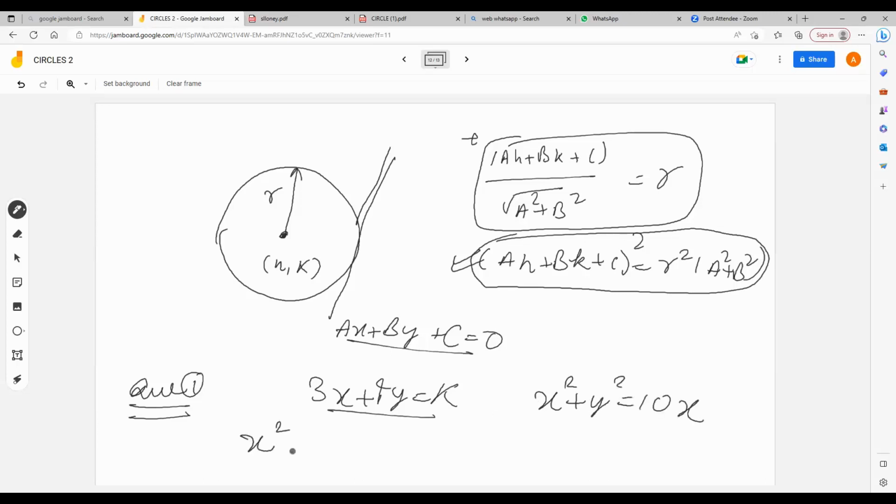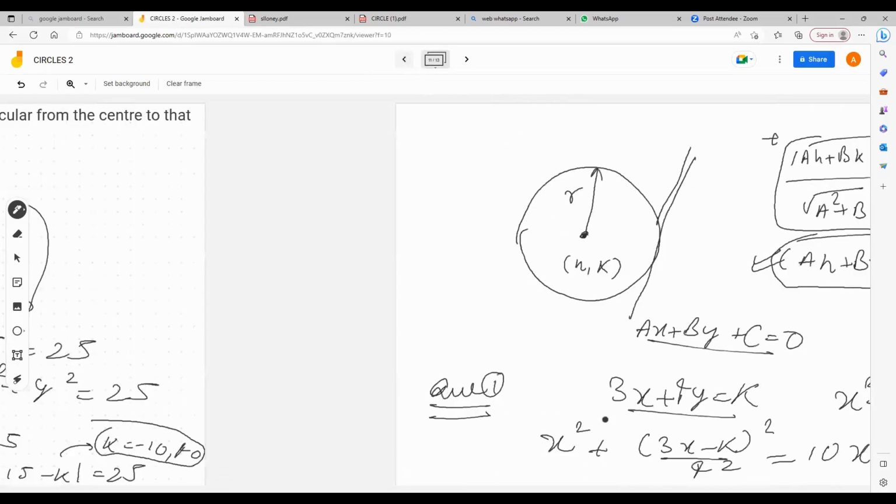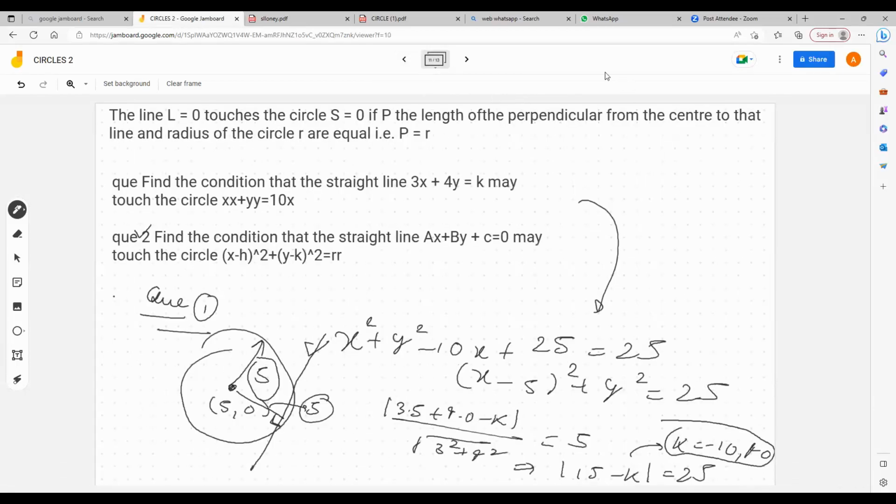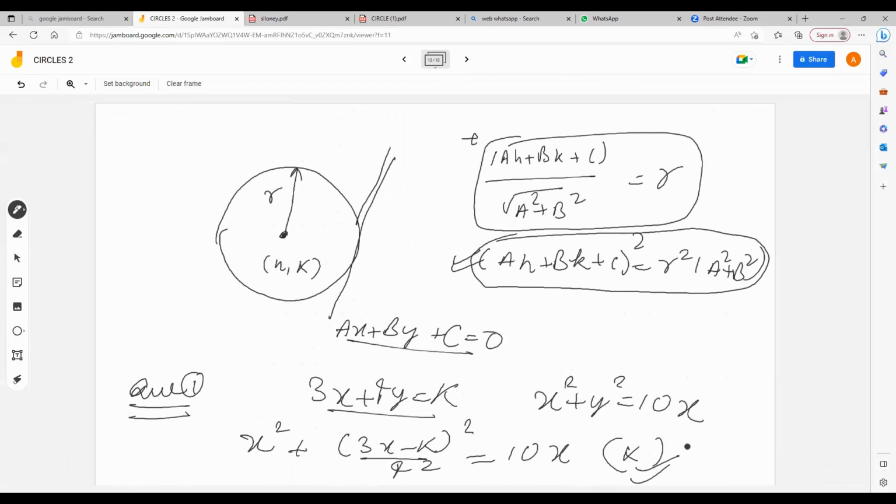So if we put y in terms of x, this is (k minus 3x) by 4. Now you will get a quadratic in x, and if you make the discriminant of that quadratic in x zero, you will get an equation in k. And you will see that when you solve that equation, you will get the same values of k that you get from here. That is, k equals minus 10 and 40.